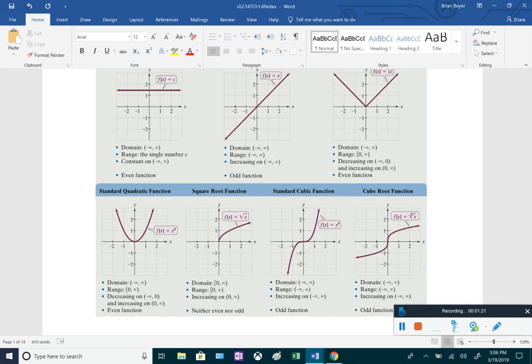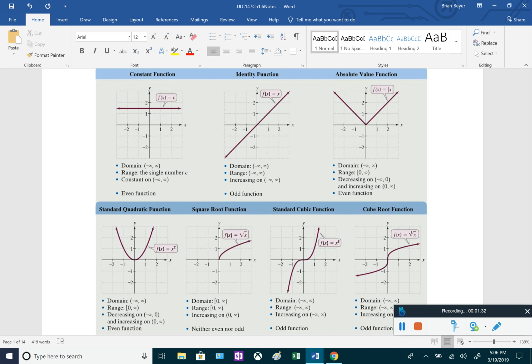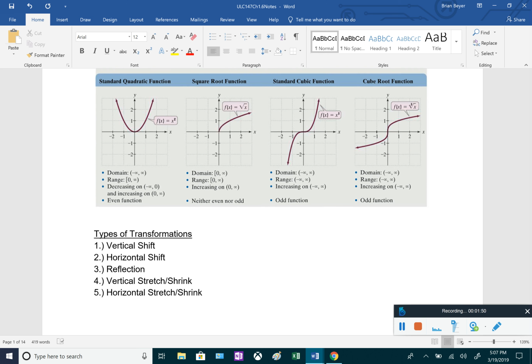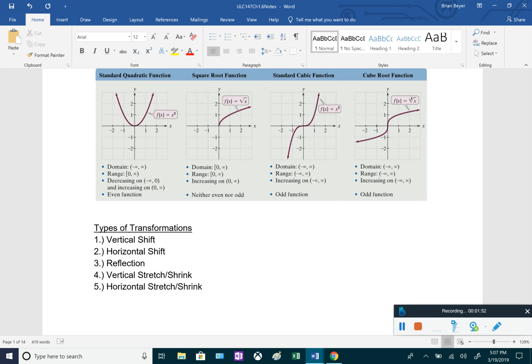And then we have the square root function, f of x equals the square root of x. The cubic function, f of x equals x cubed. And the cube root function, f of x equals the cube root of x. We should definitely be able to do a quick sketch of these graphs as soon as we see what function we're dealing with, because we're going to be graphing based on these graphs.